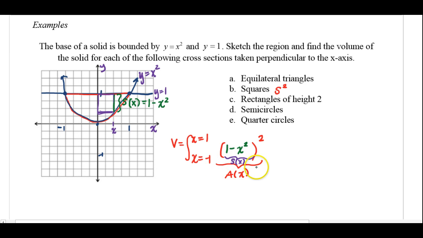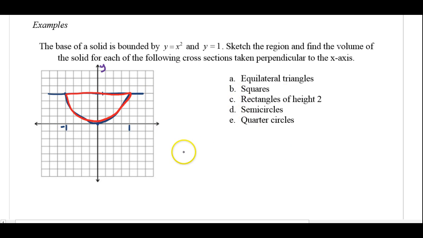So here's my general area formula. So side squared, but the side is specific to this particular base, which is found by doing top minus bottom. So 1 minus x squared as a quantity squared dx. So here is the setup for my volume, and again the focus today is the setup. We would solve this using our graphing calculator. Alright, moving on to part C.